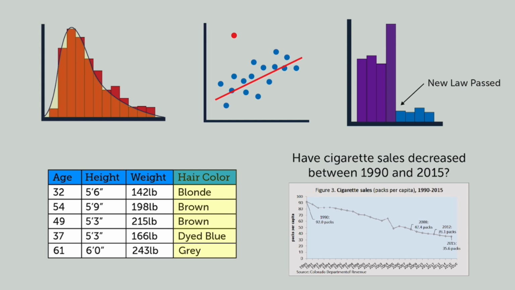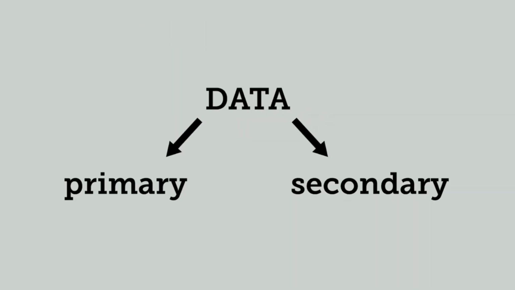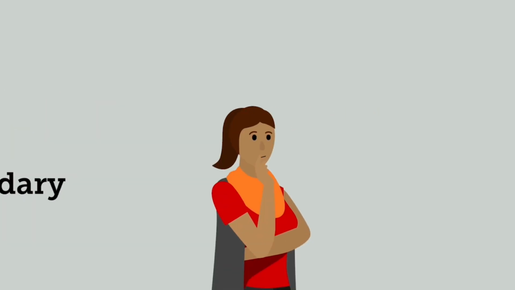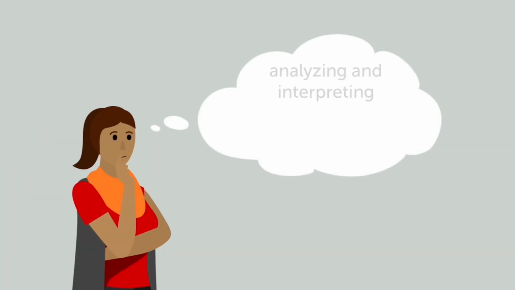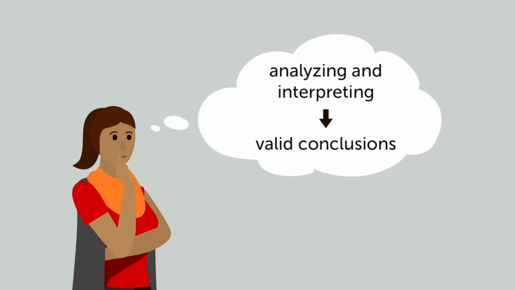Logical. Does the data help to answer a specific question? Does the data support a proposed conclusion or argument? Whether you are working with data you have collected, primary, or you are working with secondary data, the important thing is to think through your process of analyzing and interpreting data, so you make accurate and valid conclusions.